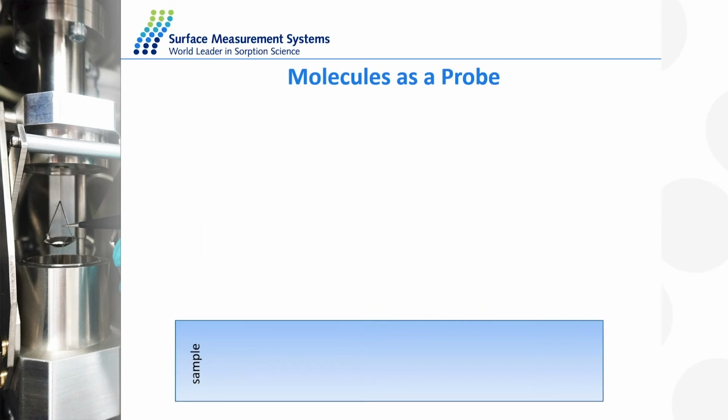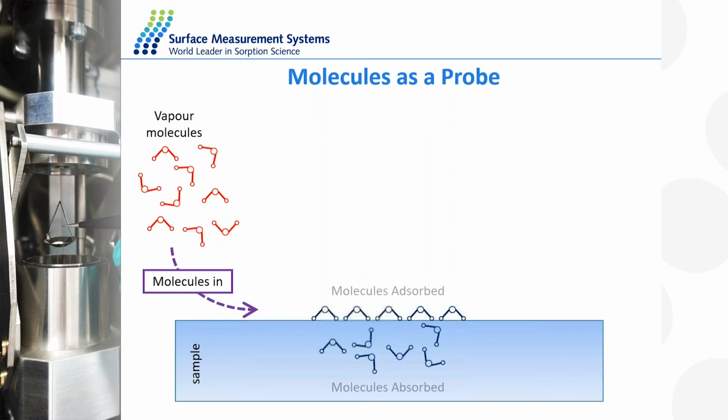From a point of view of the functionality of the instrument and from the point of view of how we collect data on a DVS, picture the process of absorption and desorption as an interaction between the surface or the bulk of the sample with a series of gas molecules. In this case, for example, we can take water as our reference probe. The molecule of water can interact with your sample in two different ways.